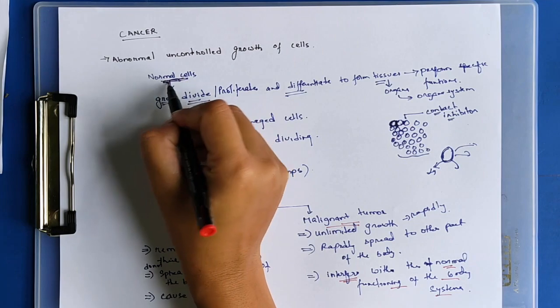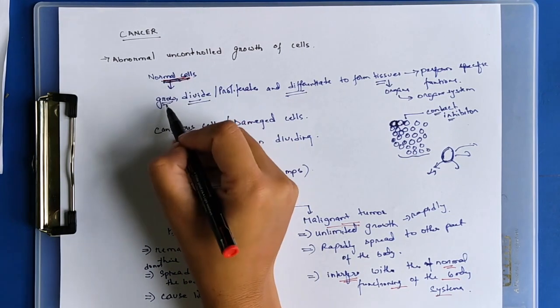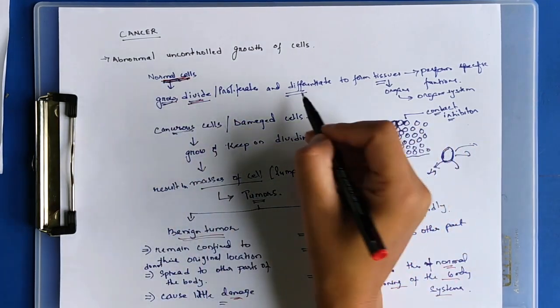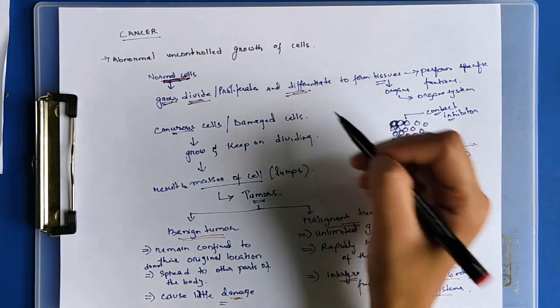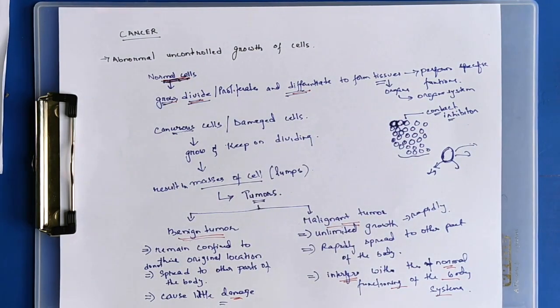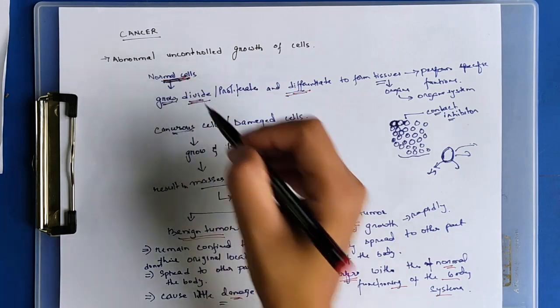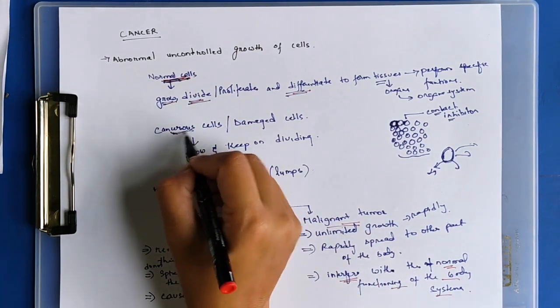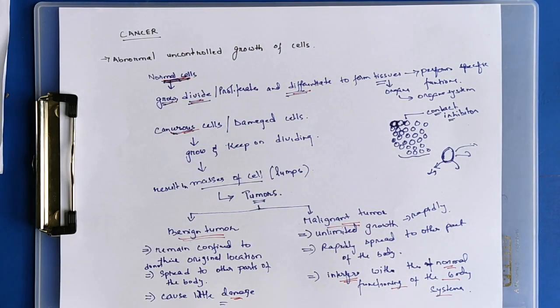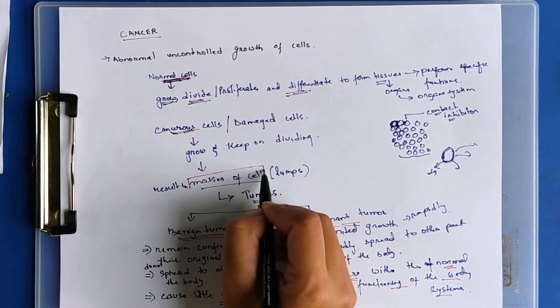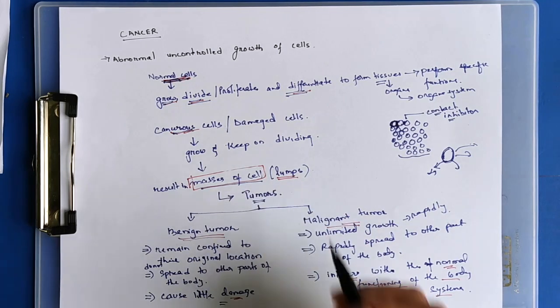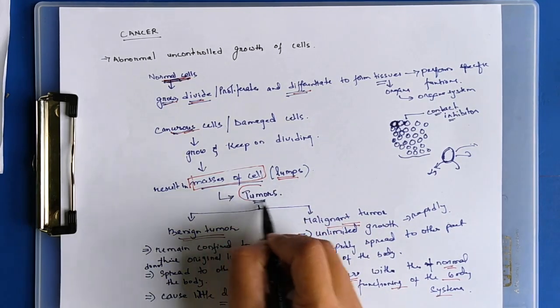Normal cells grow, divide, and differentiate to form tissues. Then they perform specific functions, and when they become old they die. Normal cells die, but cancerous cells just keep on dividing to form masses of cells which can be seen as lumps, and they are termed tumors.